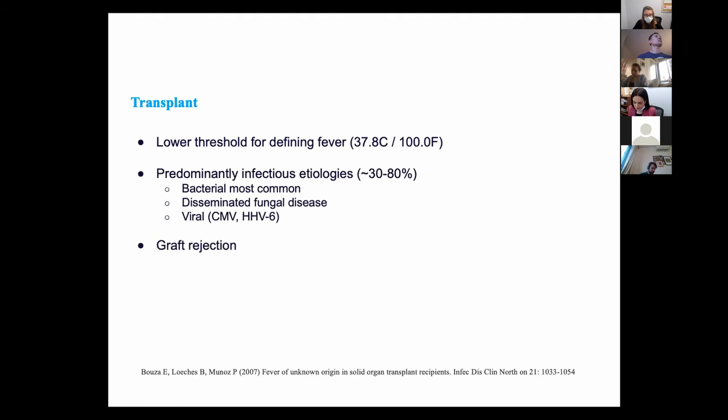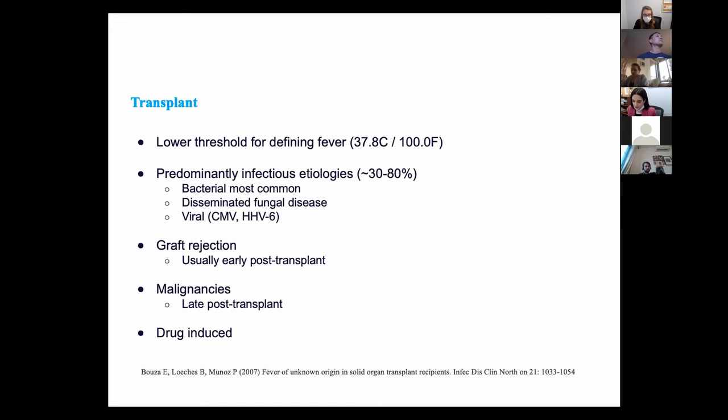Graft rejection is a big one for solid organ transplant and bone marrow. It usually occurs early post-transplant. And then malignancies often happen late post-transplant. And then drug-induced is a big one, with the immunomodulating drugs being common causes of drug-induced fever.